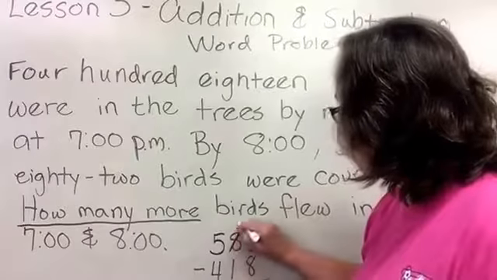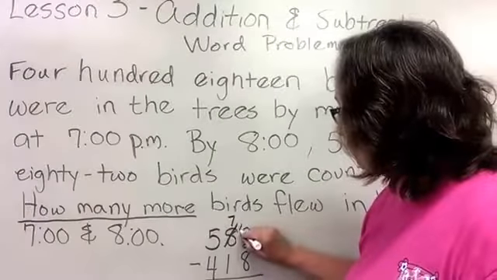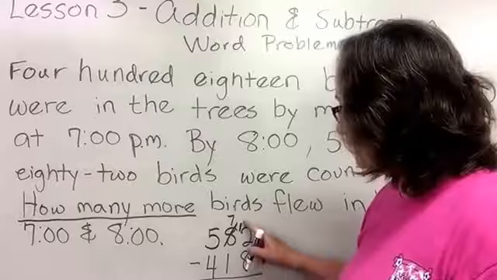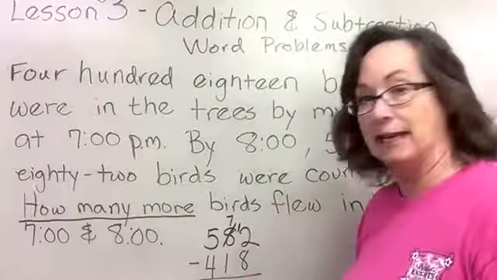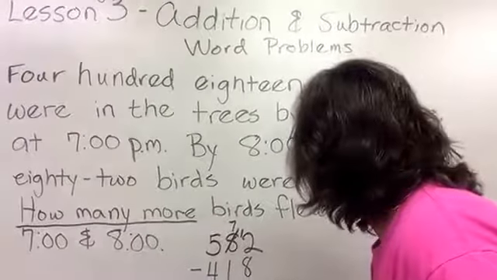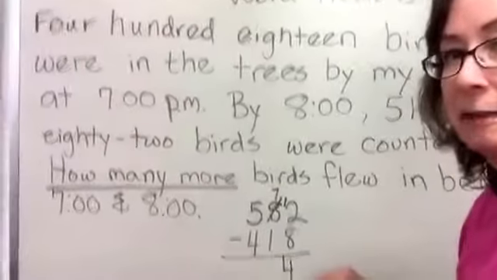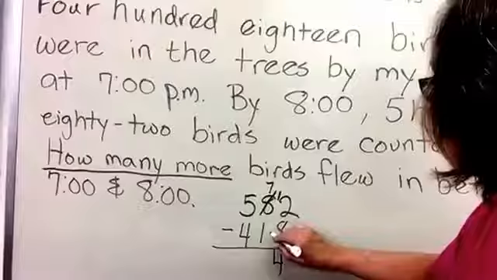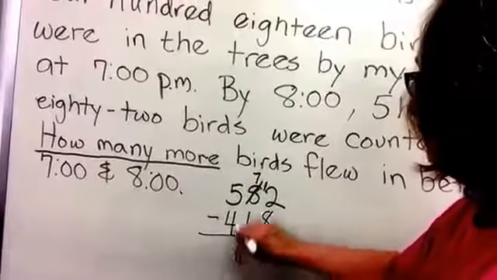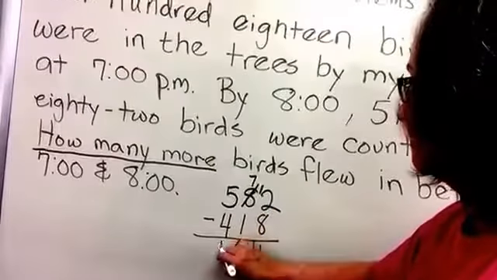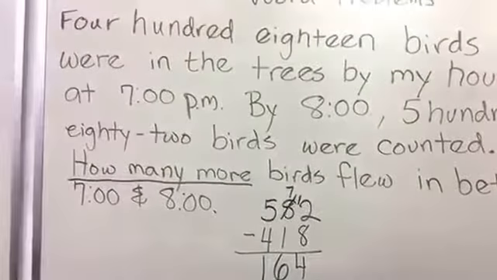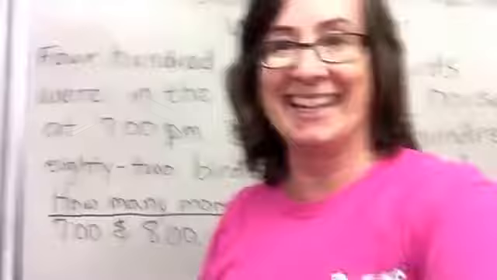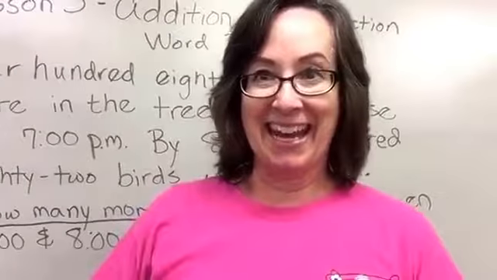We're going to take a 10 away here, and we're going to deposit that 10 to make this 2 a 12. 12 take away 8 is 4. 7, look at the bottom of my board, 7 take away 1 is 6, and 5 take away 1, 4 is 1. So we had 164 birds fly in between 7 and 8.